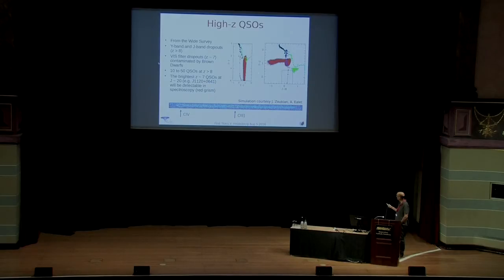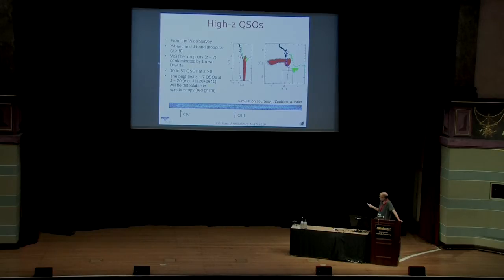Whereas if you look at the Y minus J color versus J minus H, here is the same track, and after redshift 8, there is basically no contamination. So just to say that it will be sort of easy to select the high redshift quasars above redshift 8 with Euclid from the wide survey, it will be a quite different issue for redshift 7. So in total, 10 to 50 quasars are expected, of course, depending on luminosity functions that are essentially unknown at the moment at these redshifts.